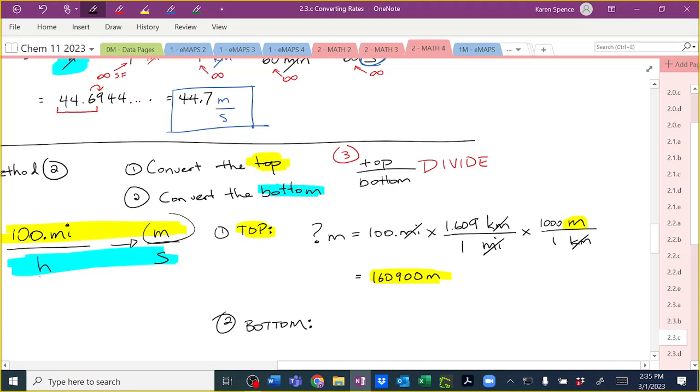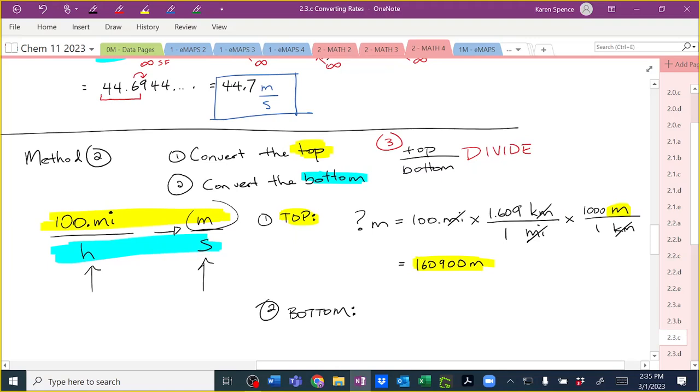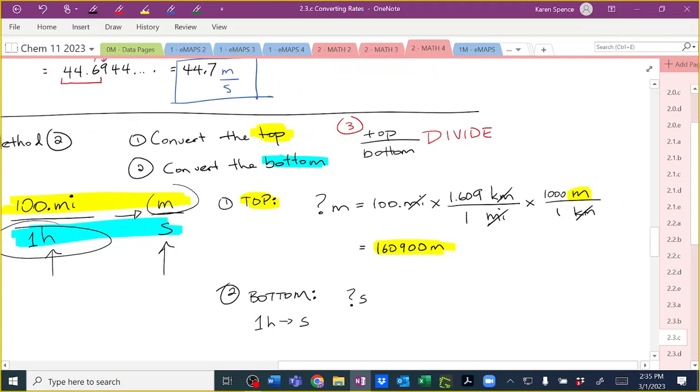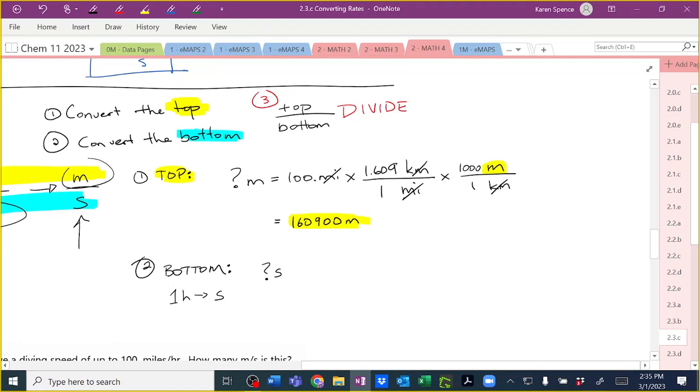And the bottom, I want to convert hours to seconds, okay? I want to convert hours into seconds. How many hours are we dealing with, though? How many hours are down in the basement here? 1. So I'm converting 1 hour into seconds. So how many seconds am I going to get? Well, I'm starting with 1 hour.